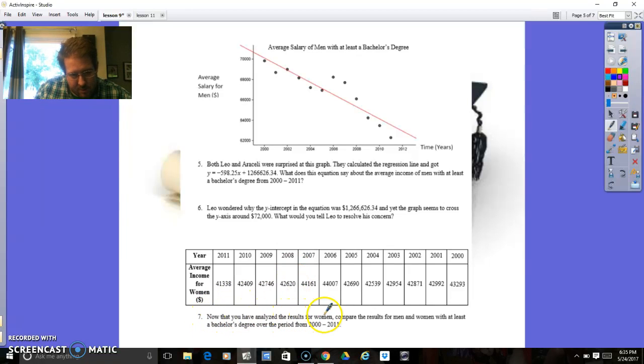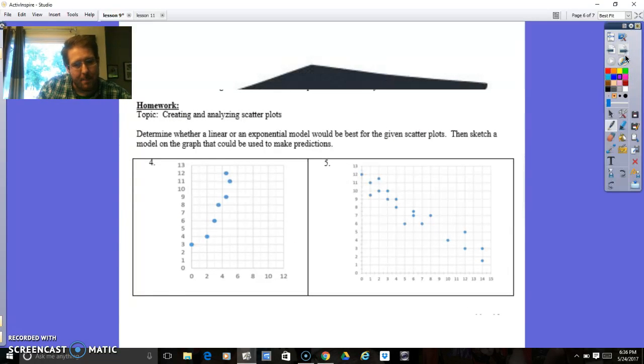Now that you have already analyzed the results of the women, compare the results of the men and the women with at least a bachelor's degree. So what am I looking at here? Average income for women. So here's this woman. Notice that once again, the men's was decreasing, but the women's actually looks to be increasing over the exact same time period. So this is 2000 to 2011. Oh, I looked at it backwards. Okay, so it's actually this direction. But it only decreases by about 2,000, whereas that's a bigger difference than cutting by about, what is that, 8,000. So here to here is about an 8,000 difference, whereas here to here is only a 2,000 drop. So it didn't drop as much. So I guess that's closing the gap.